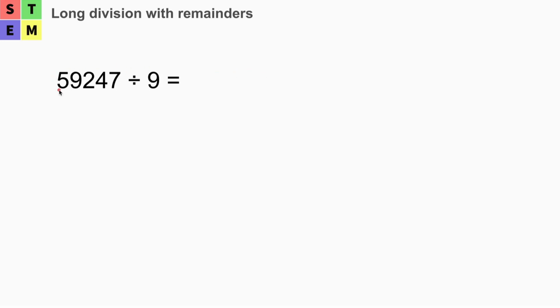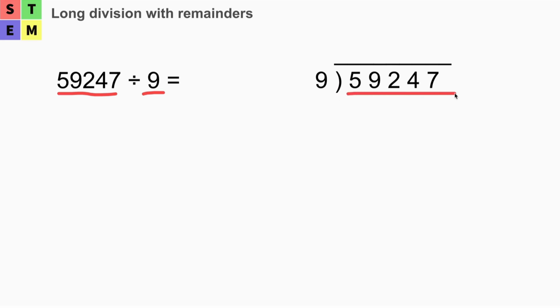This time we'll have 59,247 divided by 9. So again, let's write it like this. We've got the number here, and we've got 9 here. How many times does 9 go into 5? 0, right? So then we should start from there. So 59. How many times does 9 go into 59? We need to calculate that, by heart or on paper.